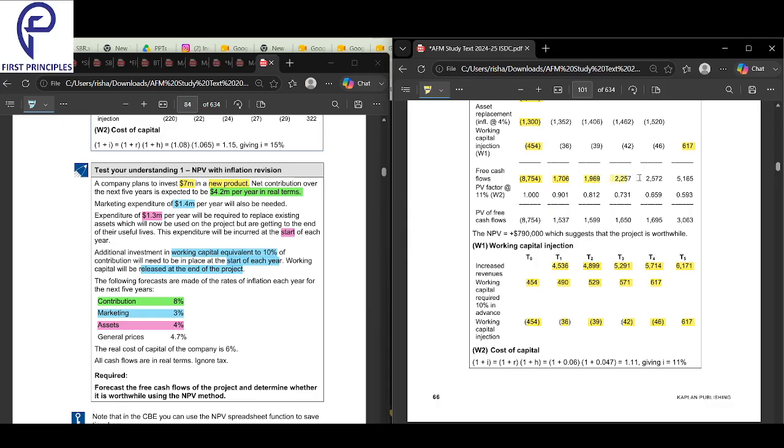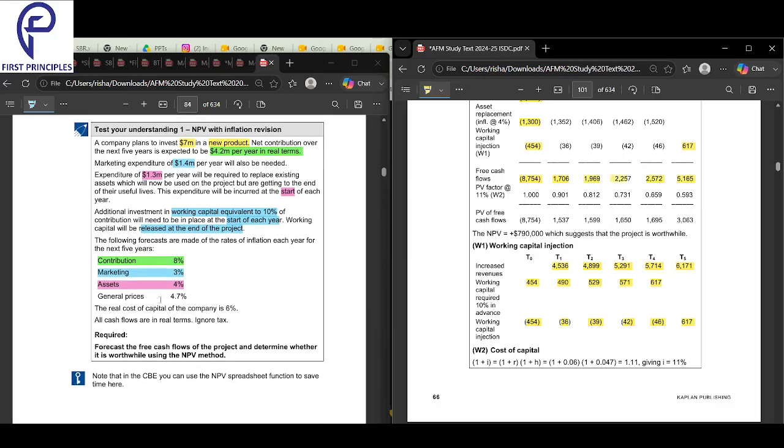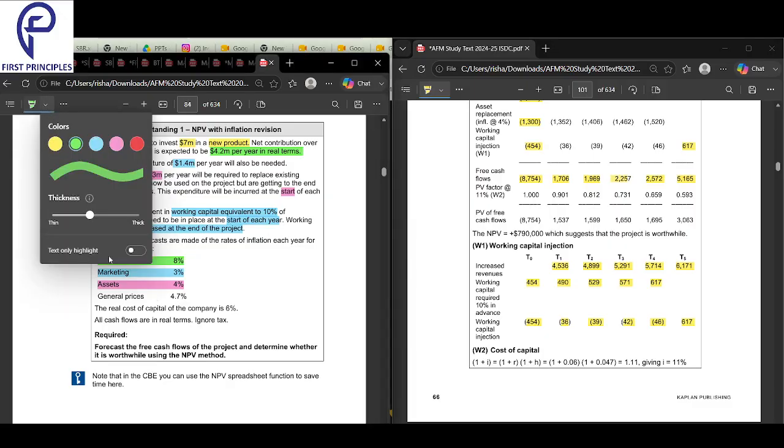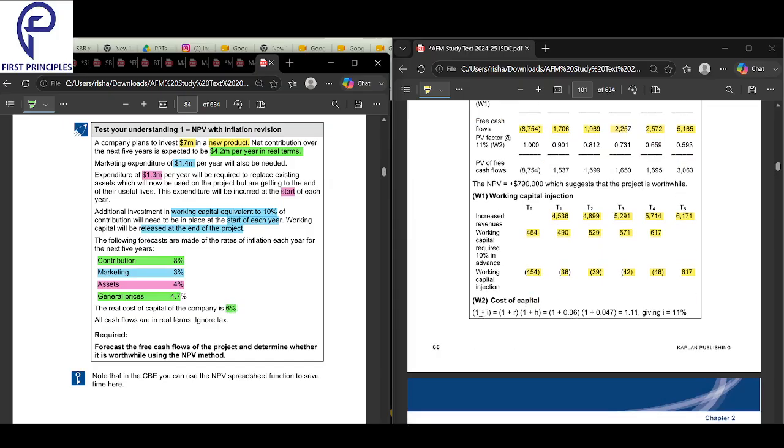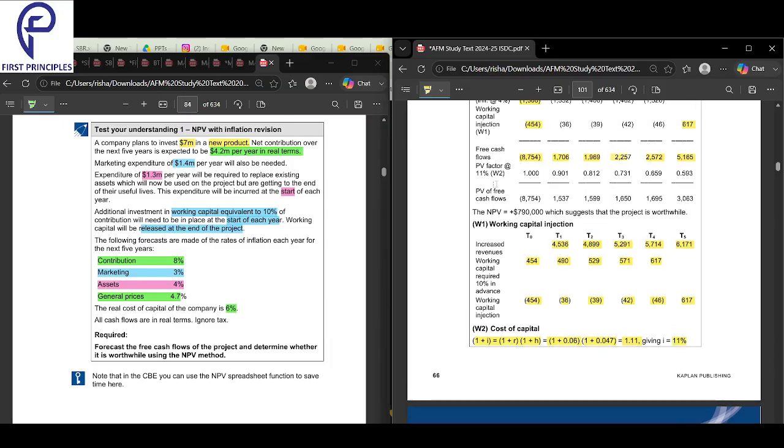And because we have taken the inflation, we have to take a nominal discount rate. We cannot use a real discount rate. Here they have given us the general price increase, and the general price increase is what we use in the discount rate. So 4.7% and 6%. You multiply the two and you get your nominal interest rate. The formula is: 1 plus nominal equals 1 plus real times 1 plus inflation. So your real is 6%, given 1.06. Your inflation is given 1.047. Multiply the two and you get your nominal rate. So your nominal rate is 11%. So use the discount rate at 11%.